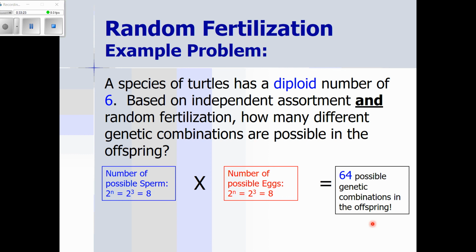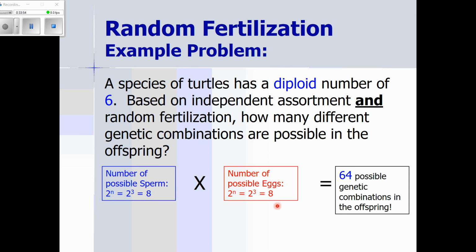Now, think about this for humans, where our diploid number is 46. That would be 2 to the 23rd power. That's 8.4 million kinds of sperm that could fertilize 8.4 million kinds of eggs. So that's what, I don't know, 64 million. If I'm doing the math right in my head, I'm probably way off, but it's a bunch.